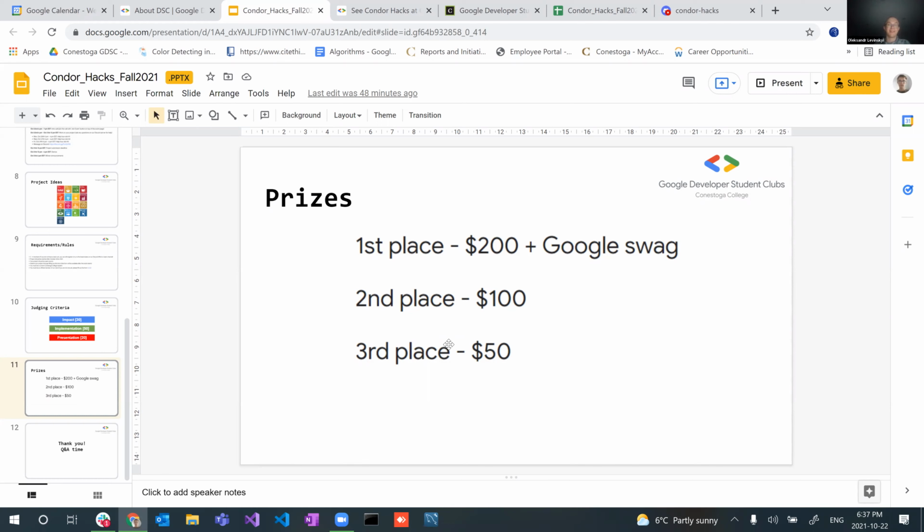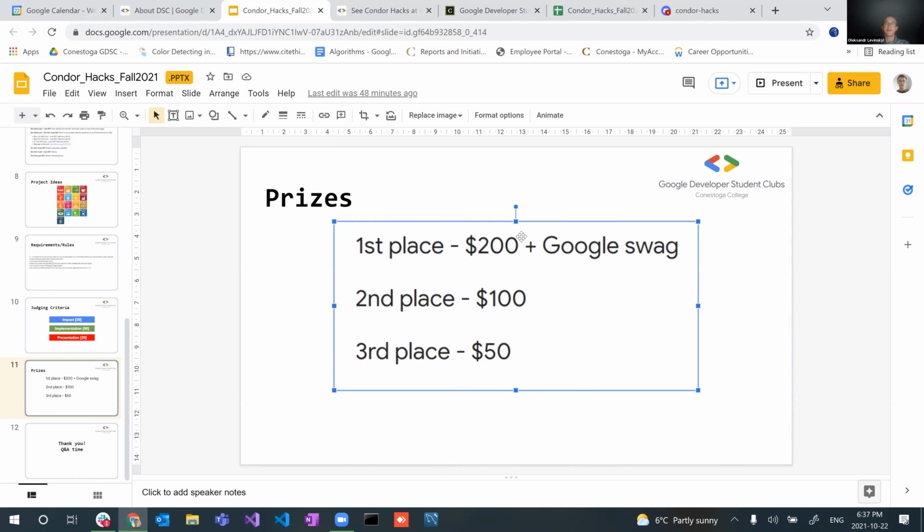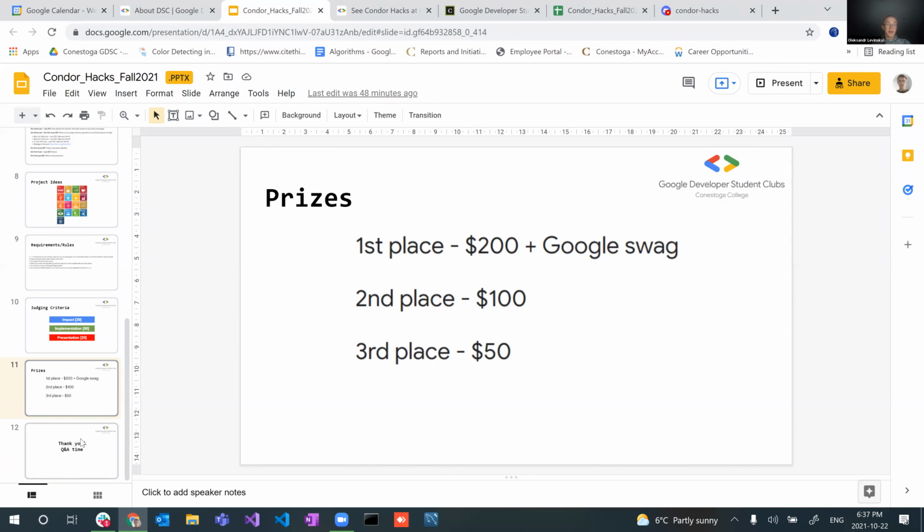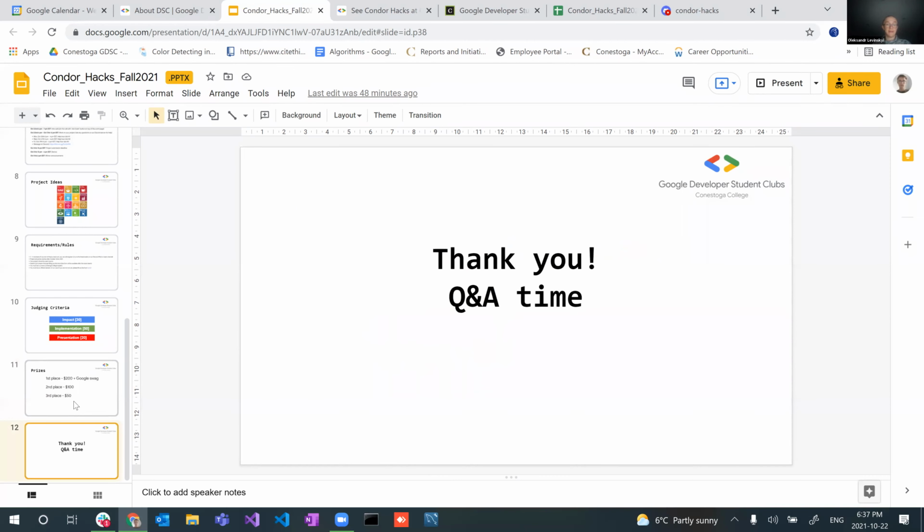So yeah, that's the outline of the prizes for now. If by any chance we get more Google Swag, we obviously will share it with everyone else. But for now, this is the structure. And that's all about me.